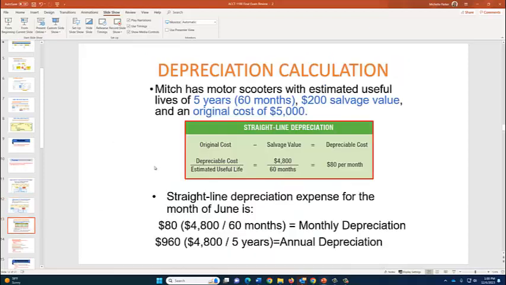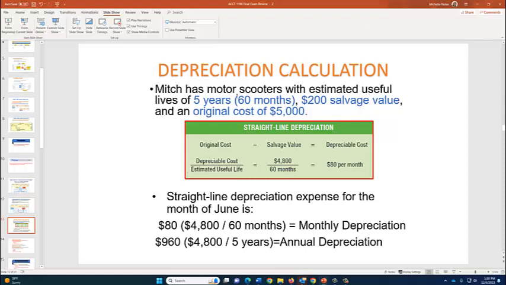You'll need to remember how to calculate depreciation. If Mitch has motor scooters and they have an estimated useful life of 5 years or 60 months with a $200 salvage value and an original cost of $5,000, what is the straight line depreciation for the month of June? So the depreciation formula is the depreciable cost, which is the original cost minus salvage value, divided by the estimated useful life.